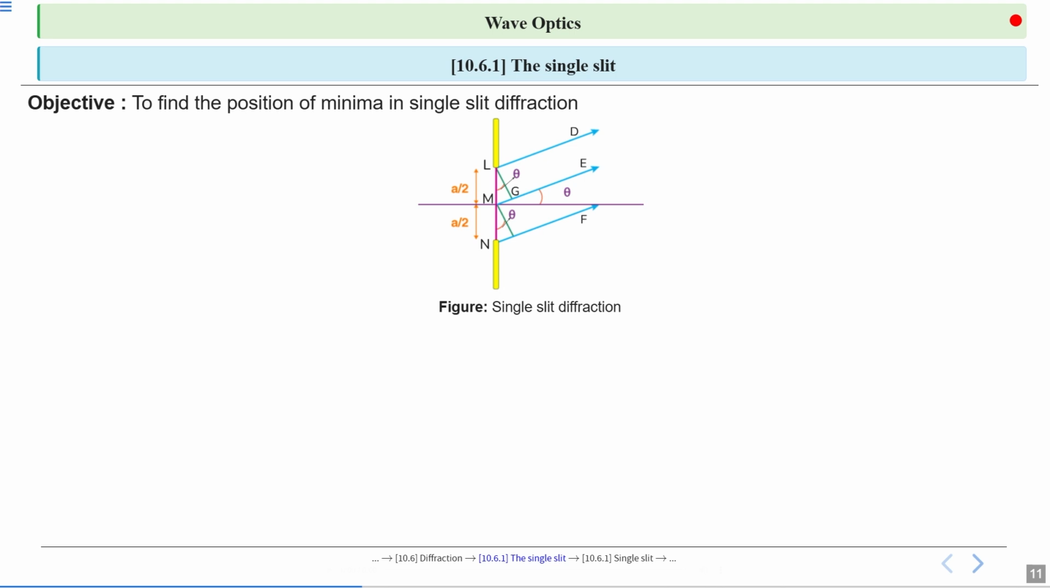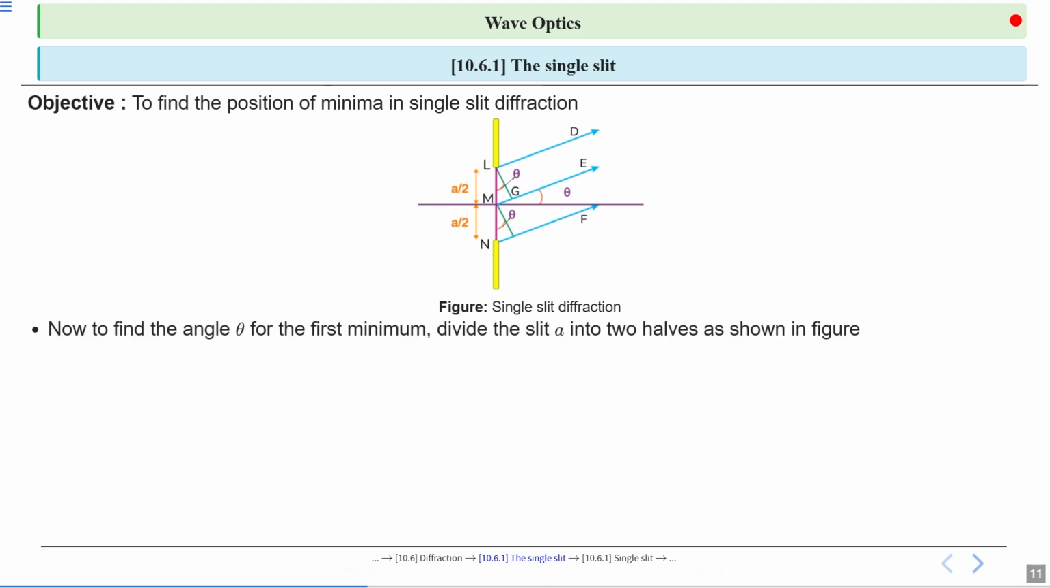So our objective here is to find the position of minima, which are points of destructive interference. Take a look at the diagram of a single slit diffraction pattern. Notice how the light spreads out after passing through the slit, creating a pattern of bright and dark regions. Okay, now we will find the position of minima.